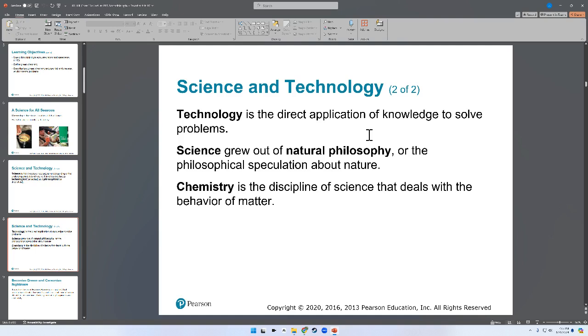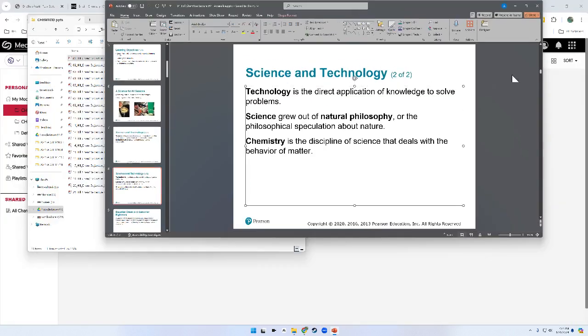Chemistry is the discipline of science that deals with the behavior of matter. That's not actually the only thing that happens with chemistry. Chemistry is also heavily involved in the behavior of light, which is not matter. But most of chemistry is matter, and most of the things you would care about for chemistry is matter. So it's actually a really, really fair definition. It does a pretty good job, actually.